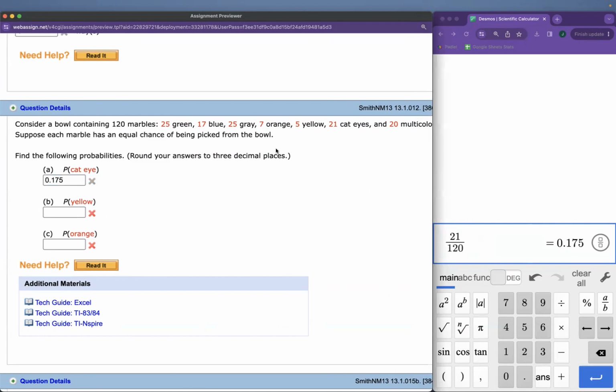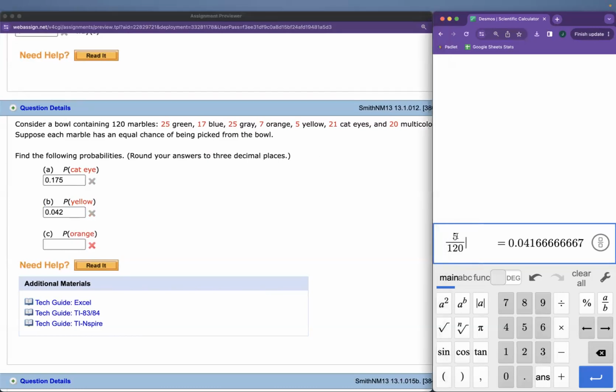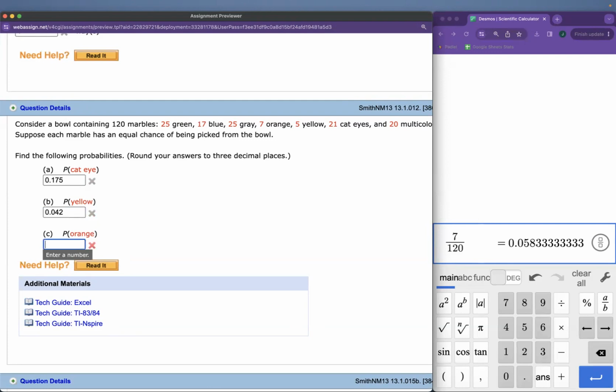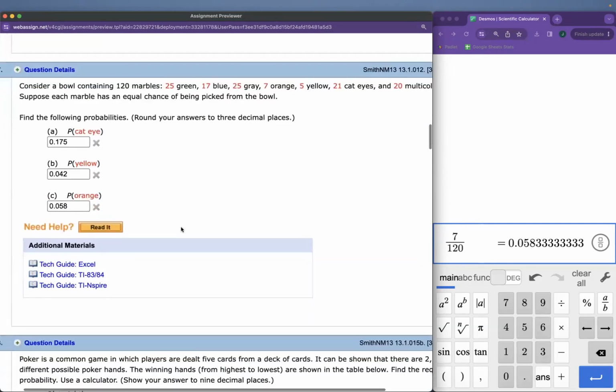So 21 out of 120 is 0.175. Probability yellow, there's 5 yellow. So that'll be 5 out of 120. That's 0.042 to the nearest 3 decimals. Orange, there are 7 orange. So that's 7 out of 120. It's 0.058. There it is. That's number 7.